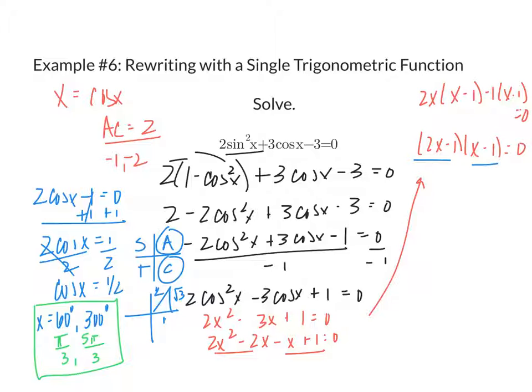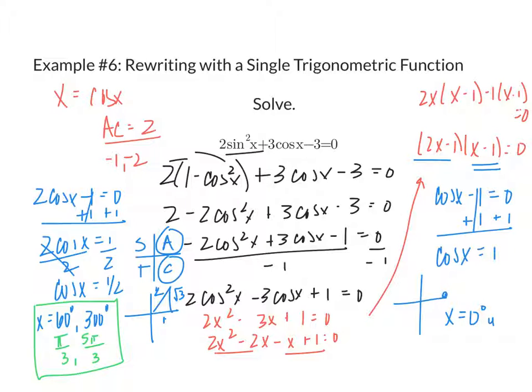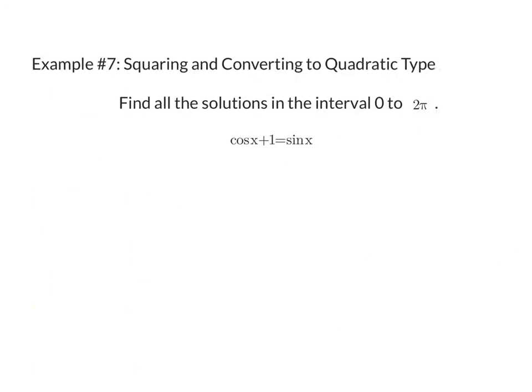Looking over here where I have the x minus 1, if I set that as cosine of x minus 1 equal to 0, add 1 to both sides, I would get cosine of x equal to 1. So think about it. Where is cosine, or your x value, 1? Your x value is only positive 1 at 0. So x equals 0 degrees or 0 radians. And that's it.